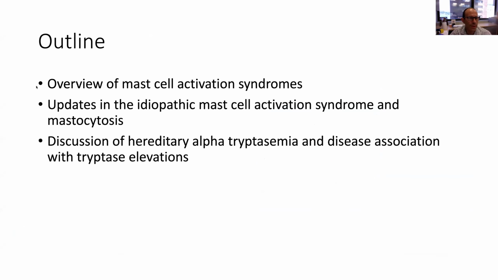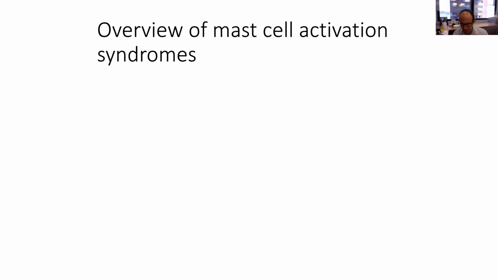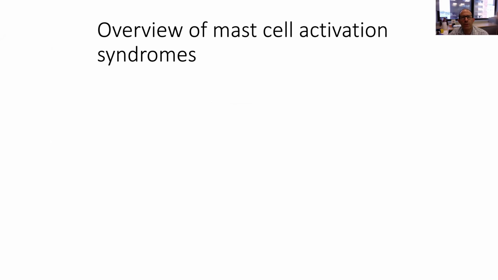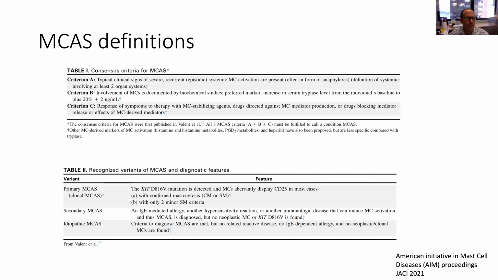So what I'd like to do is give an overview of mast cell activation syndromes, then spend a little bit more time in detail on the idiopathic mast cell activation syndrome, and a few points regarding mastocytosis, and then finish with a few moments on hereditary alpha tryptasemia as well, and in general, what to do with tryptase elevations or lack thereof.